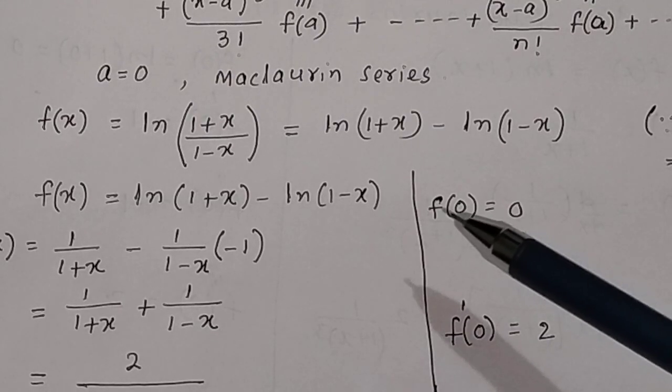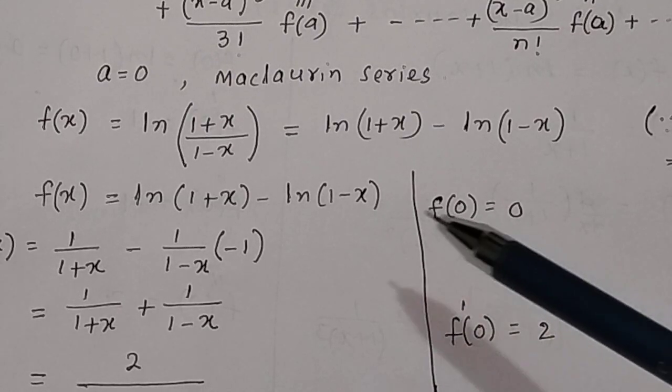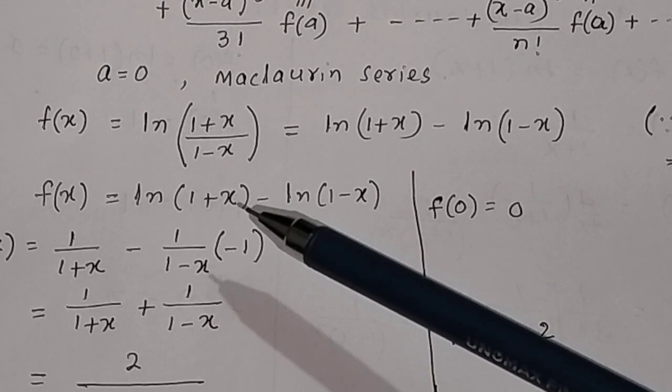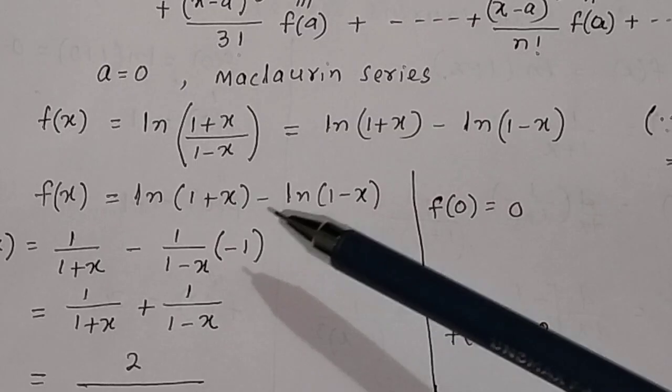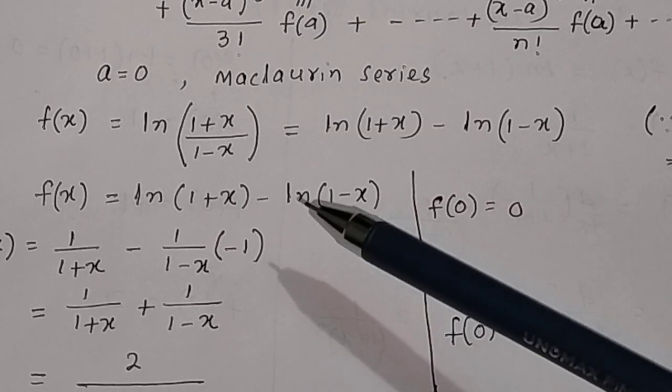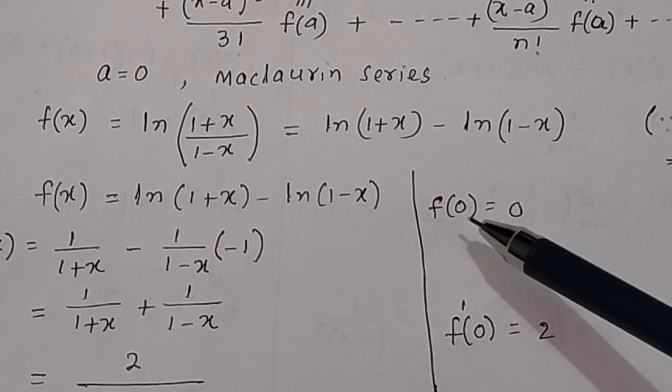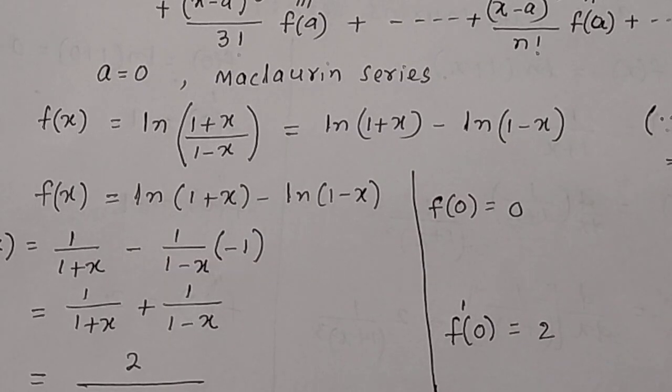the function at x equal to 0, or f(0). So if you put x equal to 0, then this will be equal to log 1, and this will also be log 1. Log 1 is equal to 0. So f(0) is equal to 0.